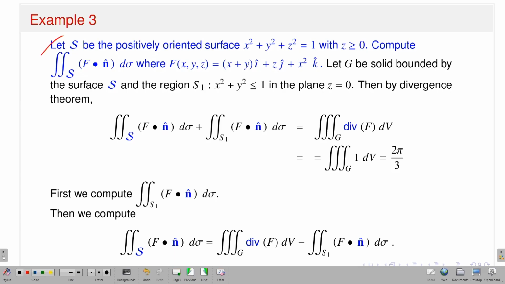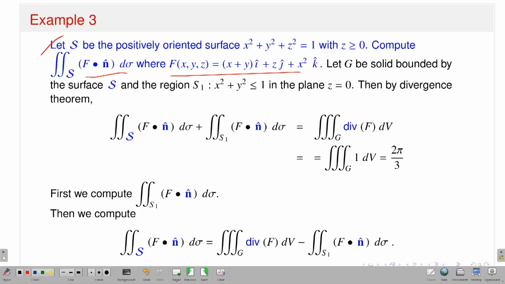Suppose S is the positively oriented surface x square plus y square plus z square equal to 1, a unit sphere, and I am talking about the upper hemisphere. Then I am saying to calculate the surface integral of F dot n cap, the normal component of my vector field over this surface, where the vector field capital F is given. Of course, in the example I have discussed, this capital F is a very nice vector field whose components are polynomials in x, y and z. This is infinitely many times differentiable.